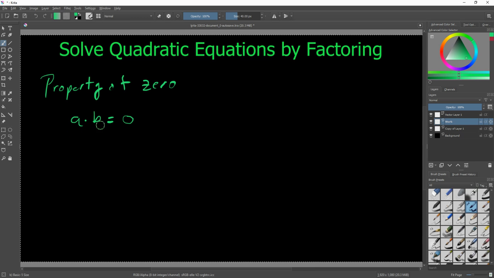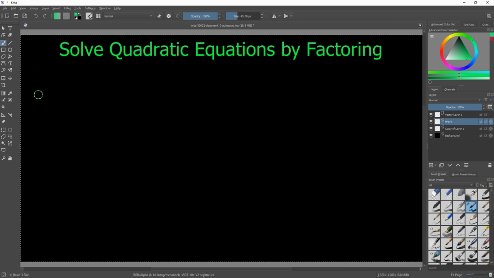So if you have two things that multiply to each other equal to 0, then each of them has to be equal to 0. So a has to be equal to 0 or b has to be equal to 0. This is the property of 0. Okay, so a is equal to 0 or b is equal to 0 if you have a times b equals to 0. If you have both numbers and neither one of them is 0, then it doesn't work. So we're going to use that property to solve the quadratics.